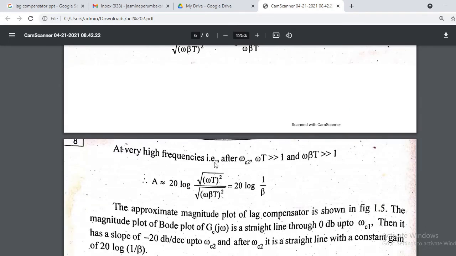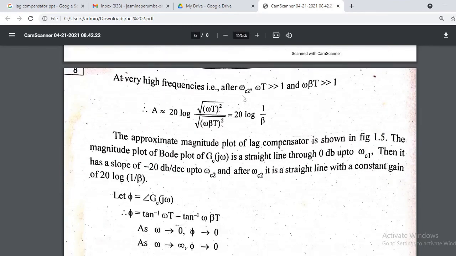Now see, at very high frequencies, after omega C2, omega t is very much greater than 1 and omega beta t is also greater than 1. So 1 can be neglected. So A equals 20 log 1 by beta. Here beta is constant, not a varying quantity. So again A equals 20 log 1 by beta as a constant term. So from omega C2 to all other higher frequencies, the magnitude will not change.